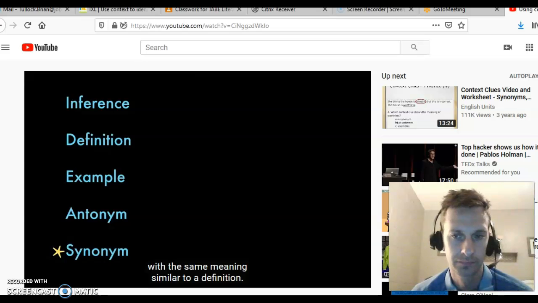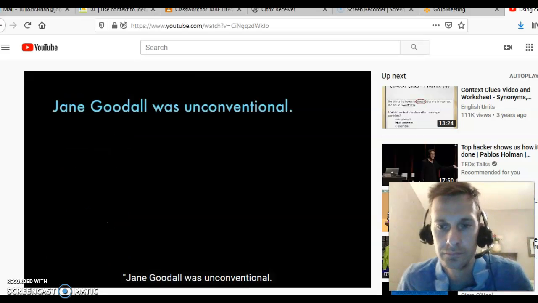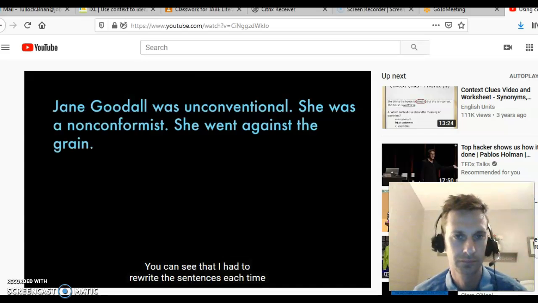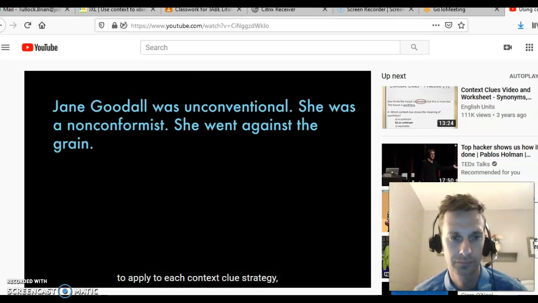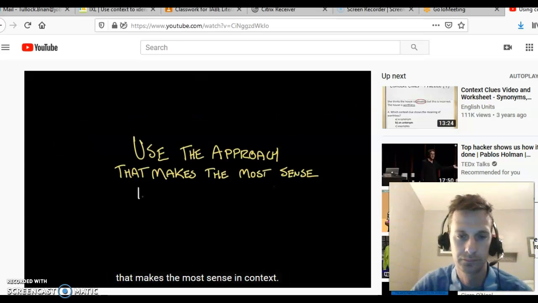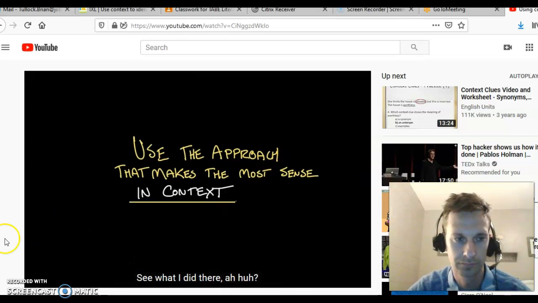Similar to a definition. Jane Goodall was unconventional. She was a nonconformist. She went against the grain. You can see that I had to rewrite the sentences each time to apply to each context clue strategy, which shows me that you won't find all 5 context clues every time you need to search for a word's meaning. You need to find the approach that makes the most sense in context. See what I did there?